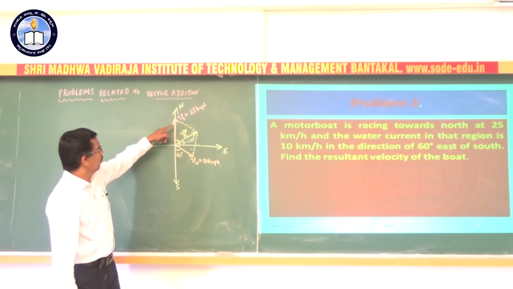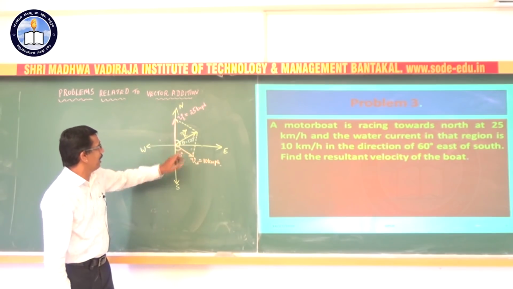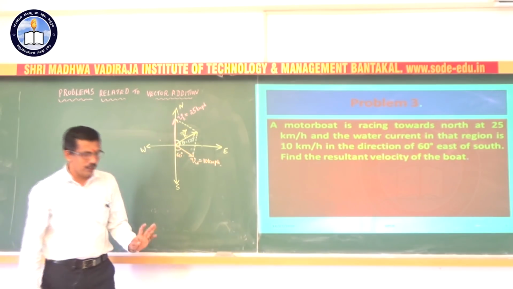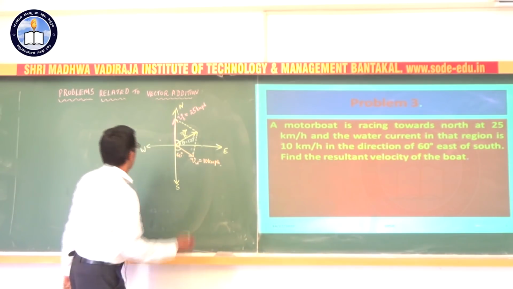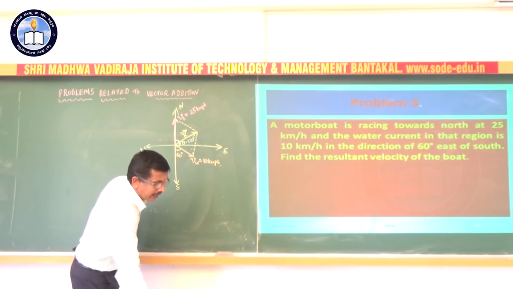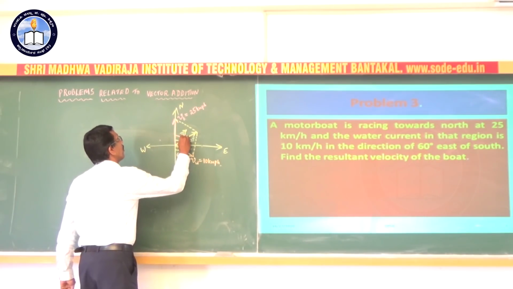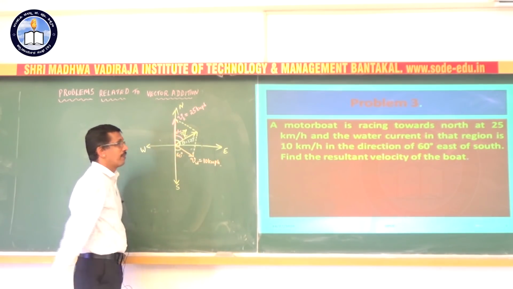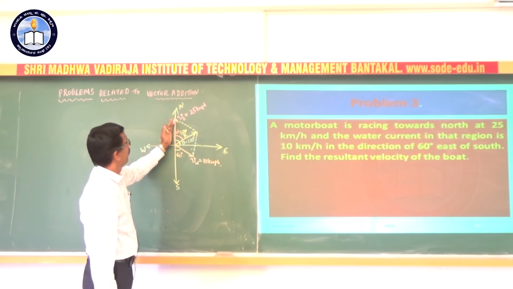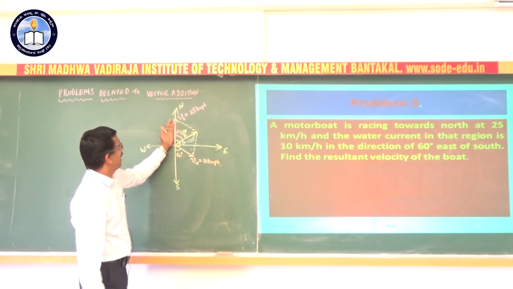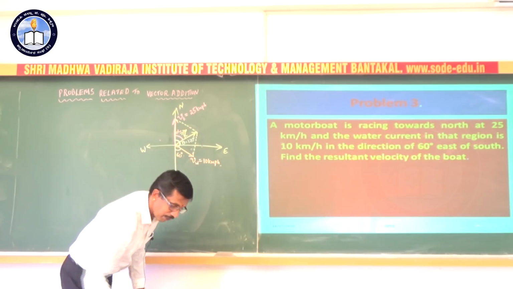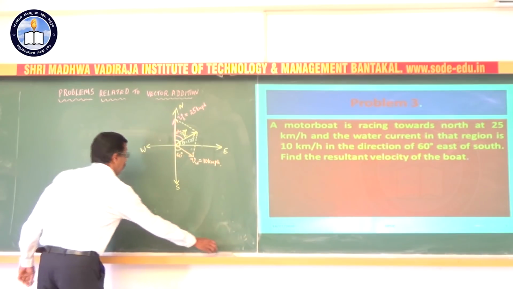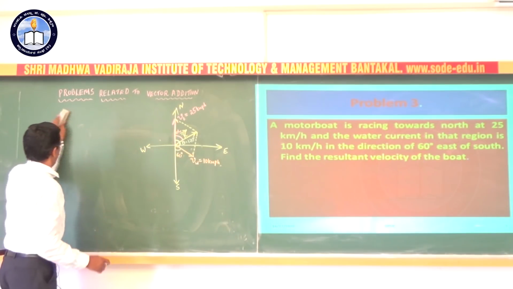Angle between the two vectors VB and VW is 120 degree. Now, say this angle is alpha. This angle is alpha, because to find the direction we need this also. With respect to velocity of boat, we are finding the direction of resultant. We use once again the resultant of two vectors acting at a point.